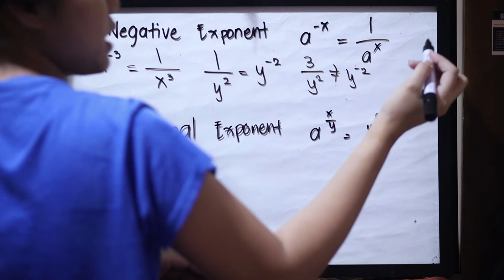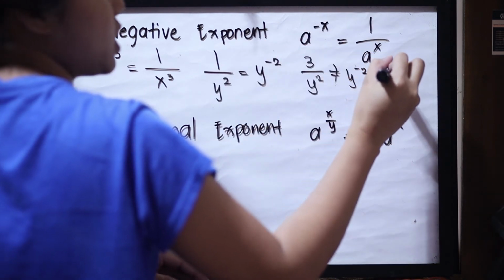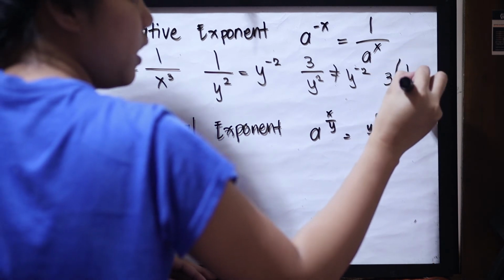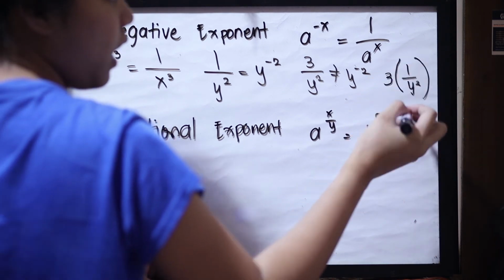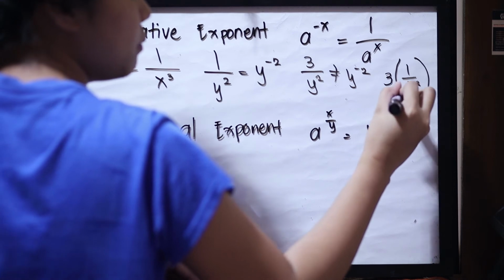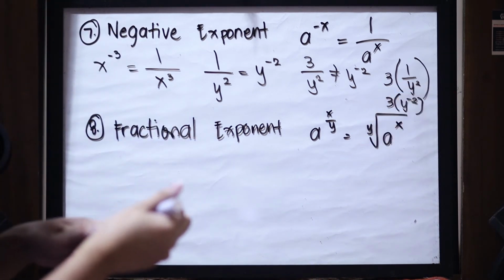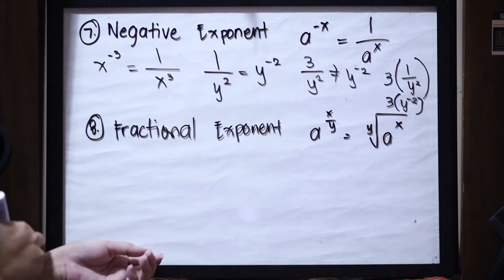Yung 3, you separate it, yung parang if factor out mo yung 3, since nasa numerator naman siya, 3 multiplied by 1 all over y squared. Tapos, tsaka ngayon kayo mag-change netong 1 all over y squared na 3 multiplied by y raised to negative 2. So, ayan na po yung equivalent niya. Hindi pwedeng y raised to negative 2 lang agad.